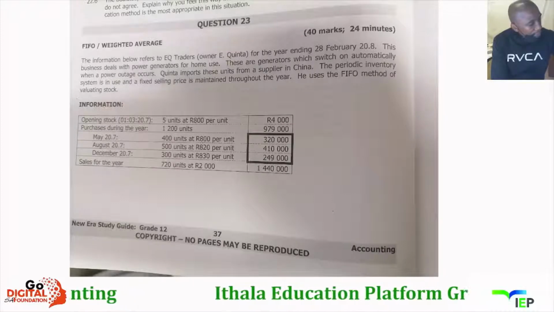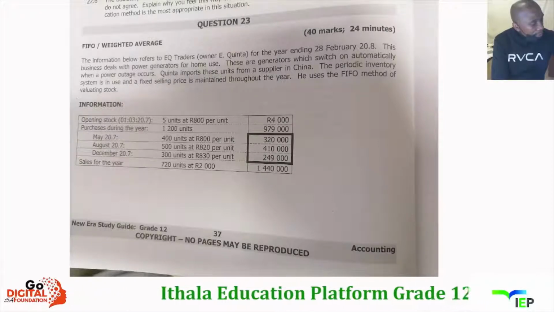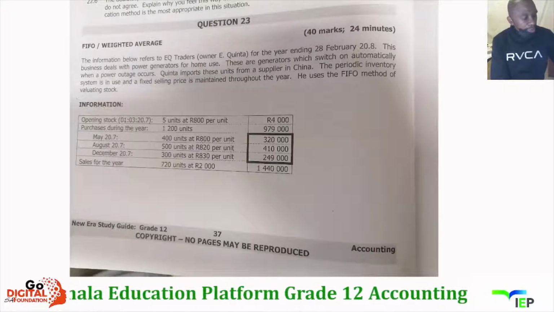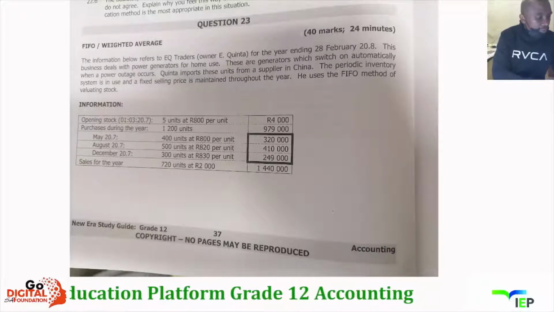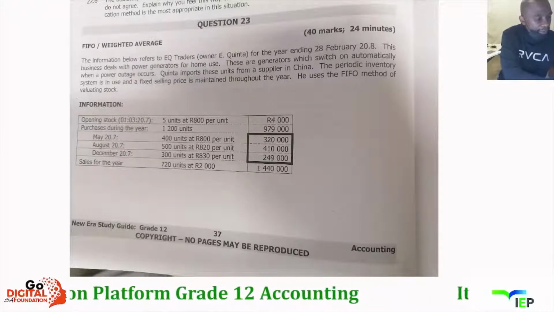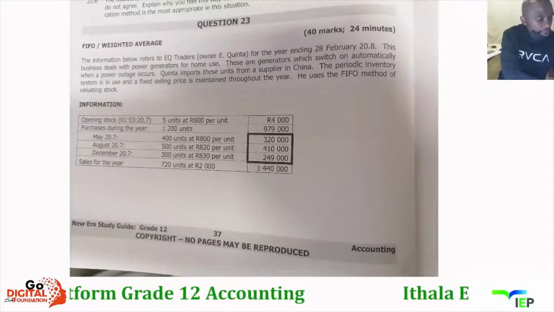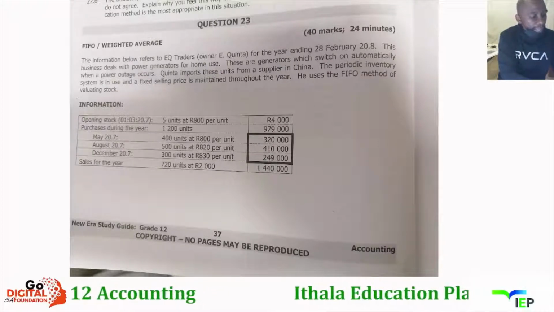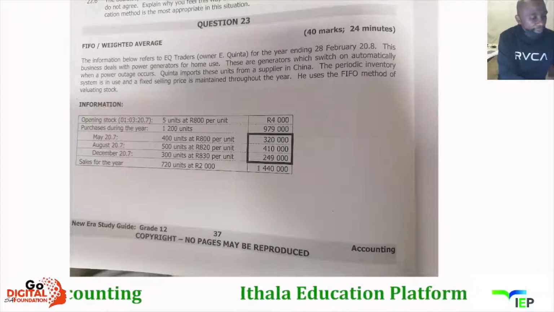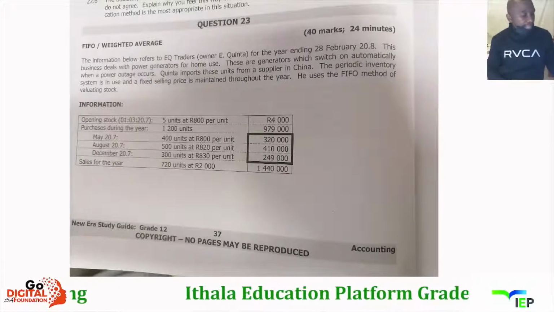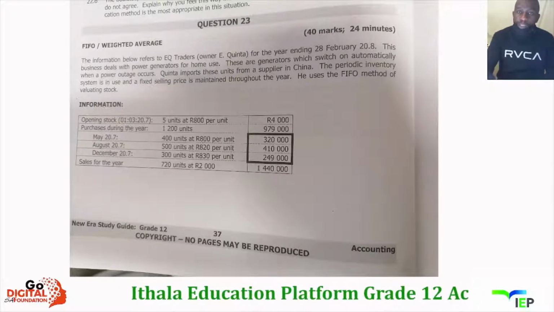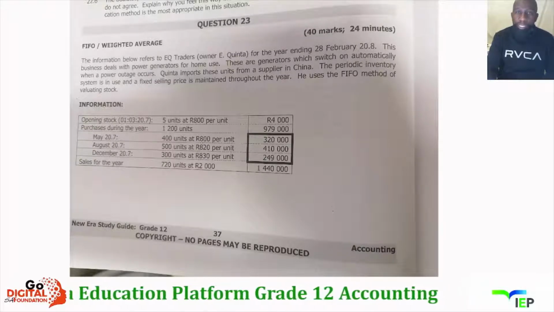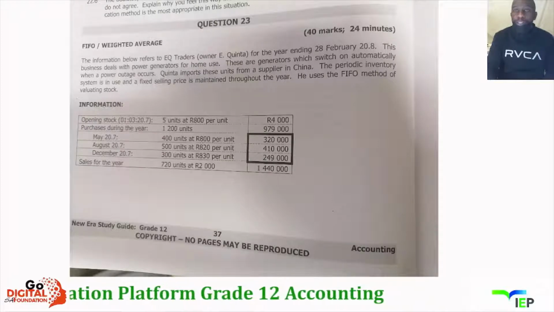He purchased how many units? He purchased 1,400. Okay, so now we are told to calculate the closing stock by using FIFO. In this case we are in trouble because we are not given the closing units. So we have to first get the closing units, and then after we get the closing units, we can calculate the closing stock by using FIFO.